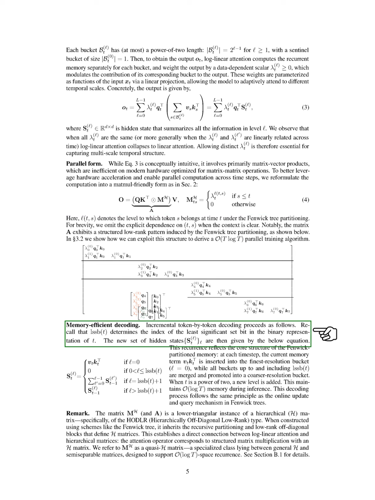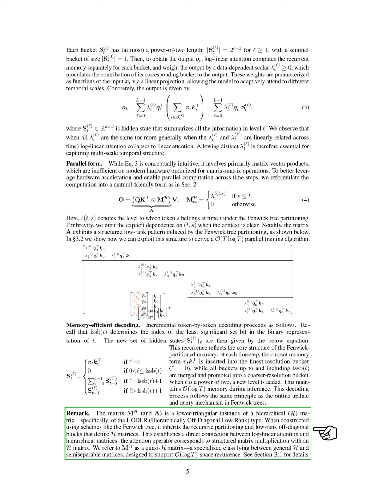For memory-efficient decoding, we perform incremental token-by-token decoding. We note that a specific value determines the index of the least significant set bit in the binary representation of time. The new hidden states are derived from a recurrence that reflects the core structure of the Fenwick partitioned memory. At each time step, the current memory term is placed into the finest resolution bucket, while all buckets up to a certain level are merged into a coarser resolution bucket. When the time is a power of 2, a new level is added, which helps maintain memory during inference. This decoding process is similar to the online update and query mechanism used in Fenwick trees.